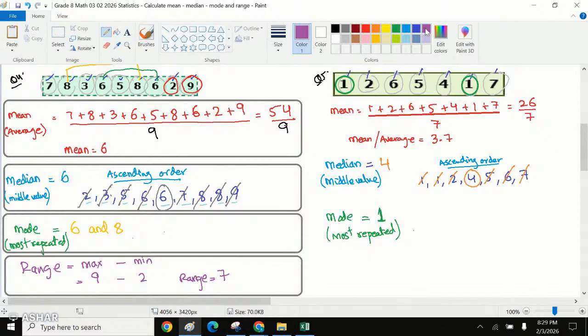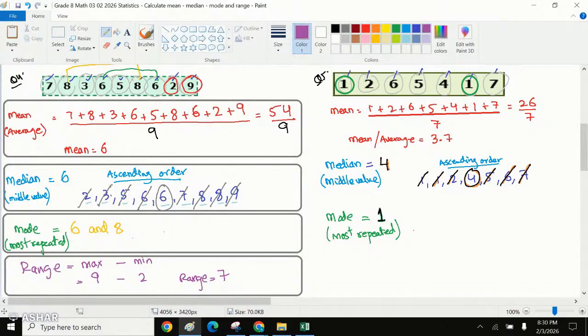Median is the middle value. What we do is we arrange the 7 numbers in ascending order from the smallest to the largest value. Then what we did was we canceled the first value, we canceled the last, cancel the second, we cancel the second last, we cancel the third, and we are left with 4. That means the median becomes 4. Mode means most repeated. The 1 was repeated maximum number of times. Okay? I'm just repeating so that others can also understand. Okay, good.